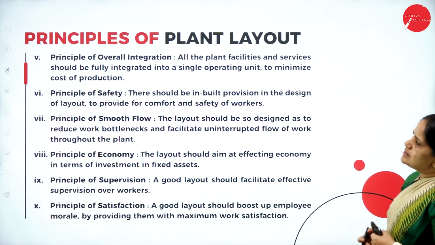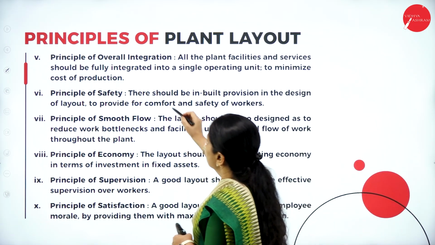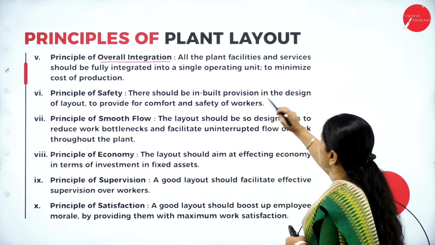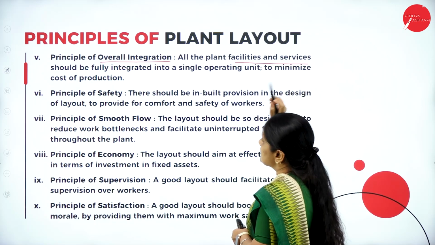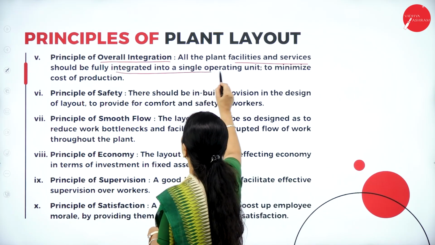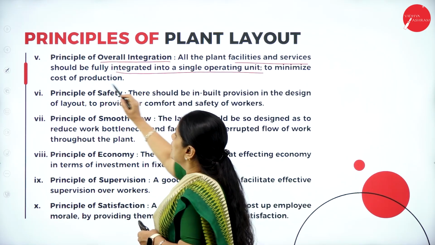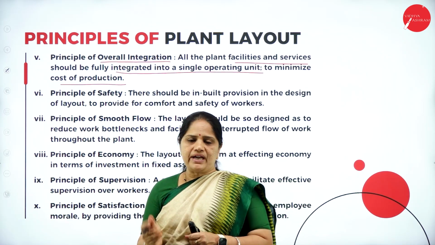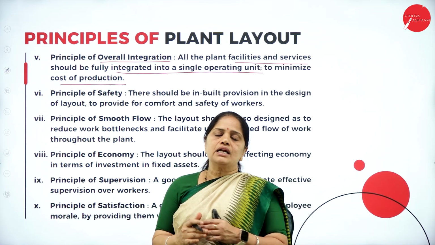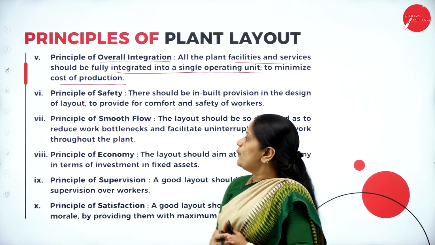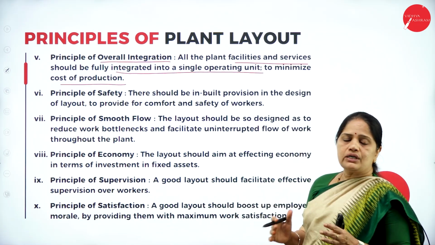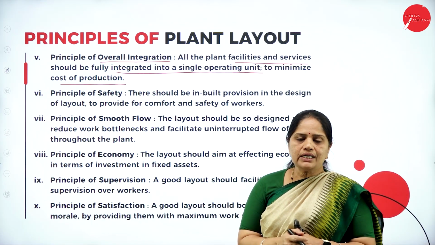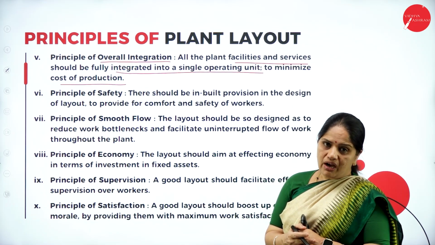Then the next principle of plant layout is the principle of overall integration. Now what is this principle of overall integration? All the plant facilities and services should be fully integrated into a single operating unit to minimize the cost of production. So whatever products you are manufacturing, the layout should be designed in such a way that it is fully integrated into a single operating unit, to ensure there is minimum cost of production.